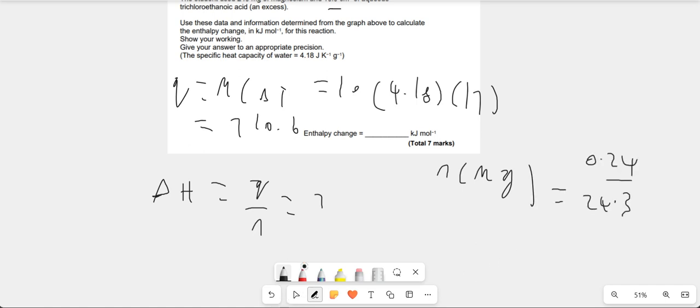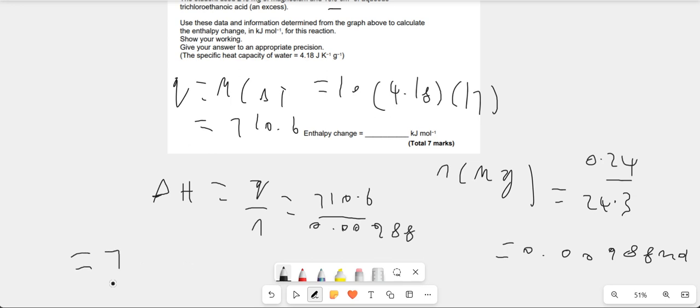So wait a second for it to load in. And then that would basically give you 0.00988 mole. Yeah. So then here you just need to do 710.6 over that, yeah. That's going to give you some big number, like basically 72,000.